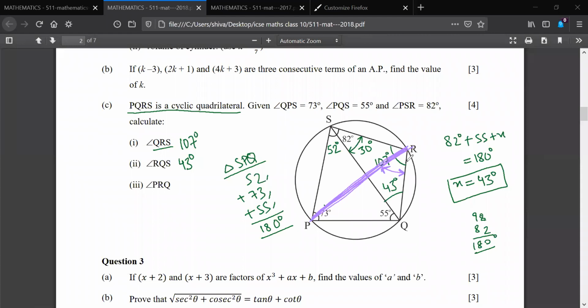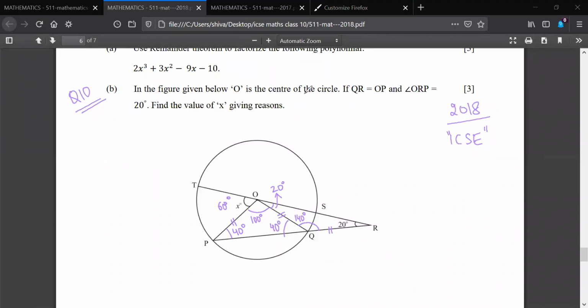Why 52 degrees, sir? Mr. Rudra, why will this be 52 degree? Because this one PSQ is 52 degrees. Yes, sir. Because PQ is a chord. It is forming this angle 52 degree at S. So it will form angle 52 degree at R also. And that is why PRQ would be equal to 52 degree. So is there any doubt? No, sir. Okay.